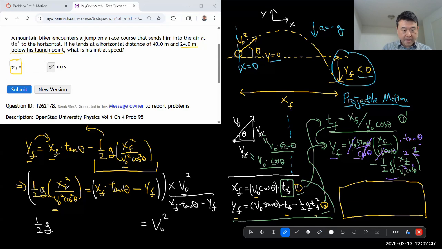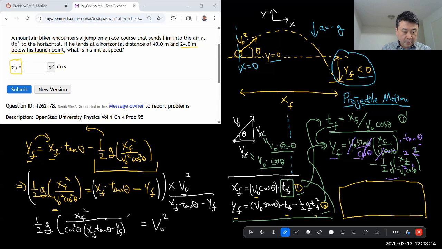1/2 g. I have x final squared on the numerator. On the denominator, v naught squared canceled out. That was the whole purpose. I still have cosine squared theta. So I'll have cosine squared theta times, and it's this complicated expression, x final tangent theta minus y final.